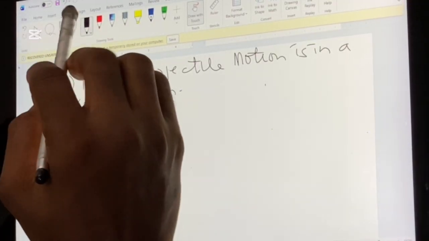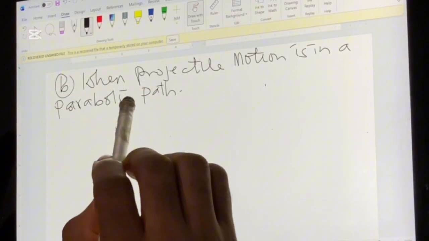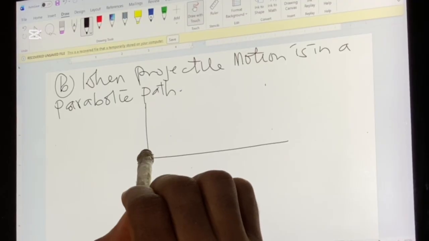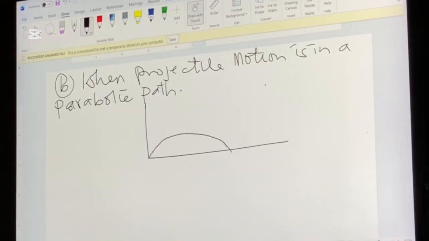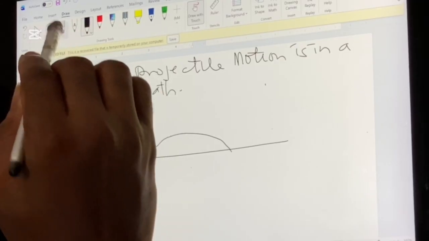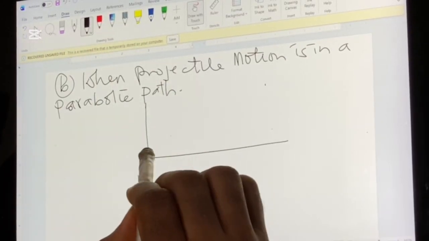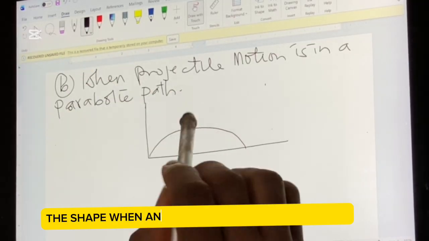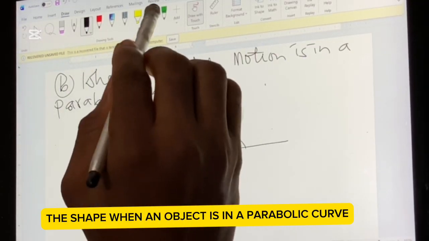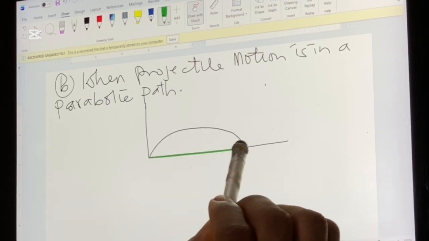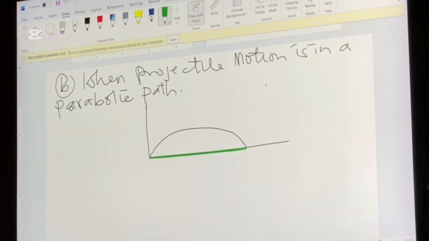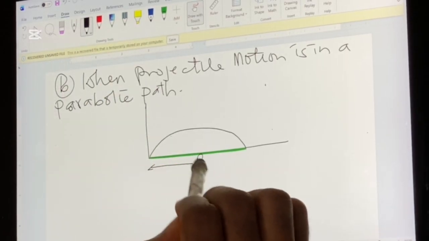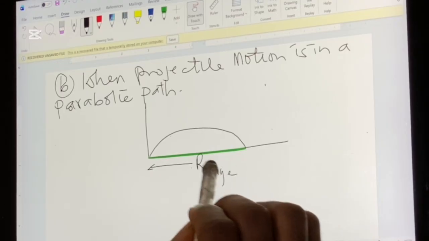So this is the shape here when an object is in a parabolic curve. This is the shape, okay? All right, this is the shape here. Now, along this axis, in this shape, we call it range. So class, along this, we call it range. Please take note.